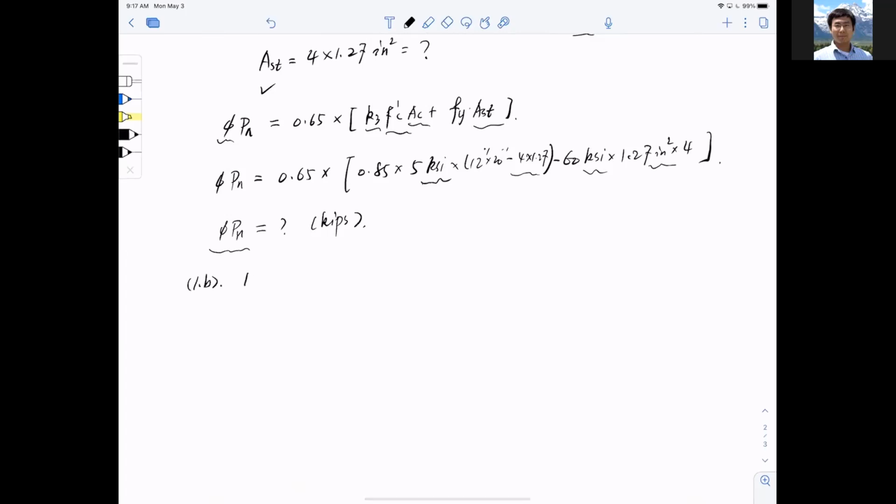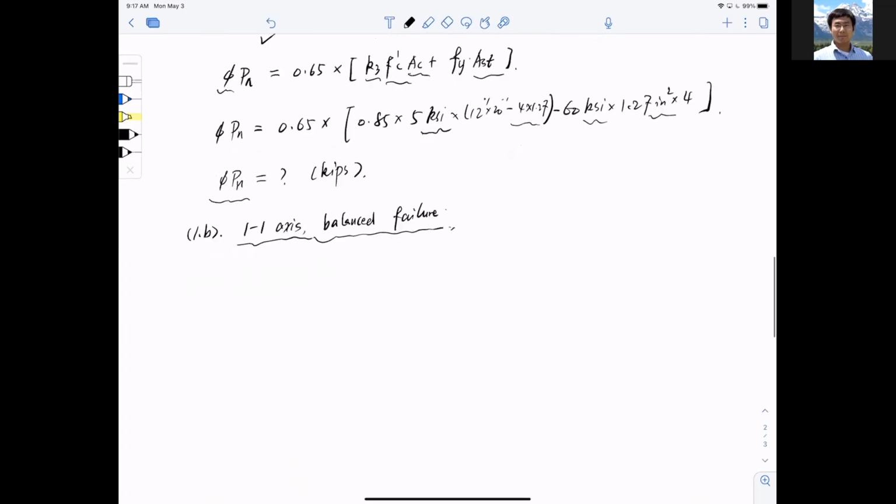1B again is 1 axis. Be careful. This has to come out front, okay? 1 axis. And this balanced failure, okay? Balanced failure. So these have to be the front. You know that, balanced failure.